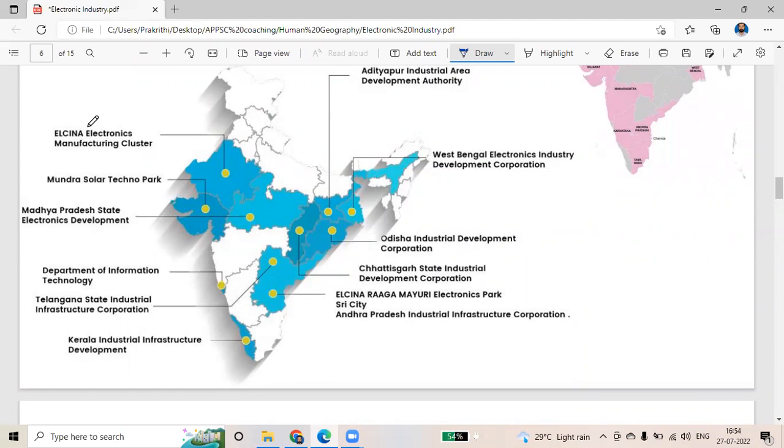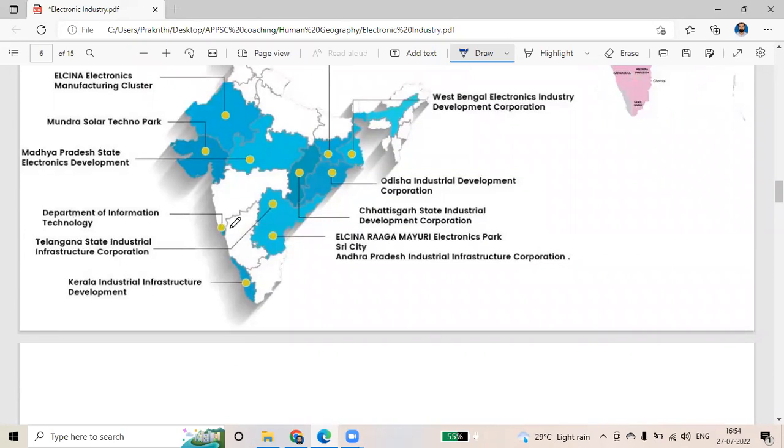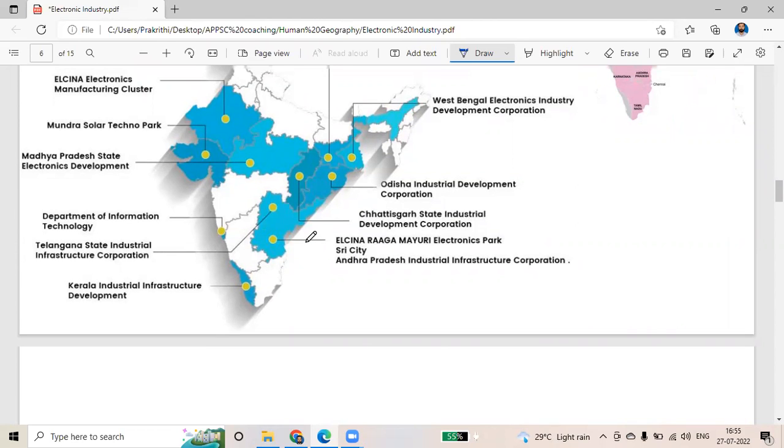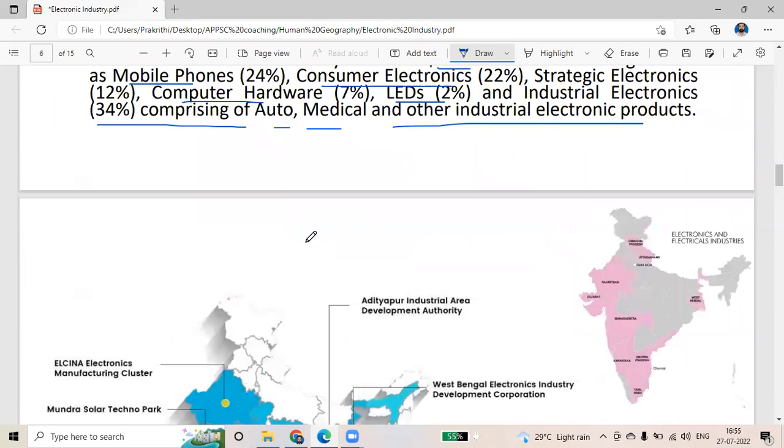And on the other side, Elsina Electronics Manufacturing Cluster in Rajasthan, Mudra Solar Techno Park in Gujarat, Madhya Pradesh State Electronics Development in Madhya Pradesh, then Department of Information Technology in Goa, Telangana State Industrial Infrastructure Corporation in Telangana, and Kerala Industrial Infrastructure Development. So we have multiple industrial locations which produce electronic products in India. This is how it is being distributed.